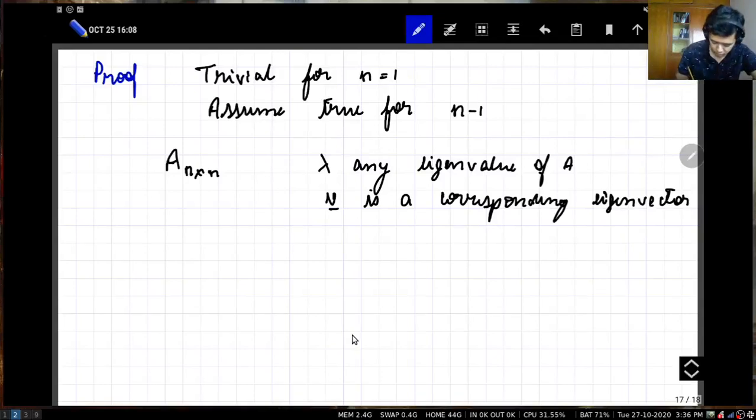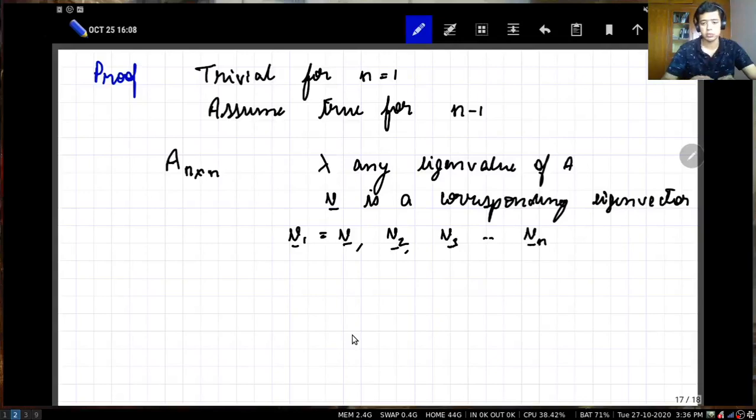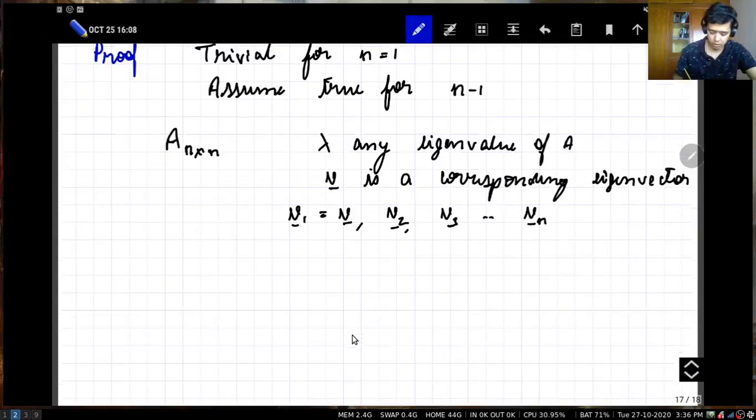So let's consider v1 equal to this eigenvector v, and v2, v3, and so on up to vn. I'm making no additional assumptions on v2, v3 up to vn. These need not be eigenvectors corresponding to A. All that I require is that v1 is equal to v, which is an eigenvector corresponding to lambda.